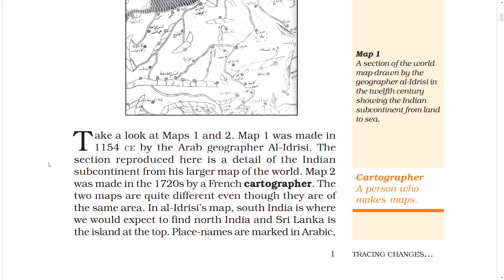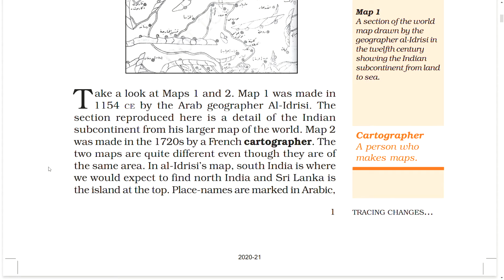In Al-Idrisi's map, South India is where we would expect to find North India, and Sri Lanka is the island at the top. Place names are marked in Arabic.